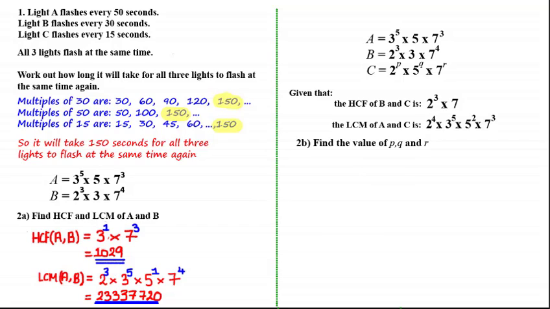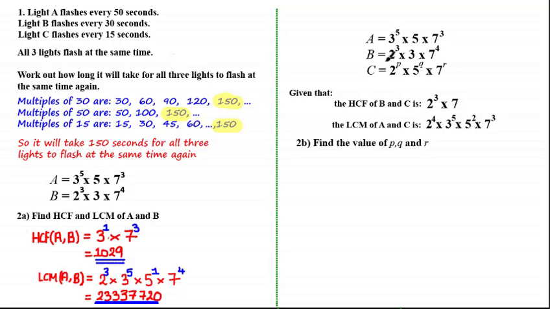Now let's discuss the solution. So here we're given the values of A, B, and C, which have been written as a product of primes with indices or powers. And one of the things we're given is that the highest common factor of B and C is 2 to the power of 3 times by 7. Now in the previous question we discussed that when given values of this form, what you need to do is you first of all need to find the matching prime factors and then choose the lowest powers.